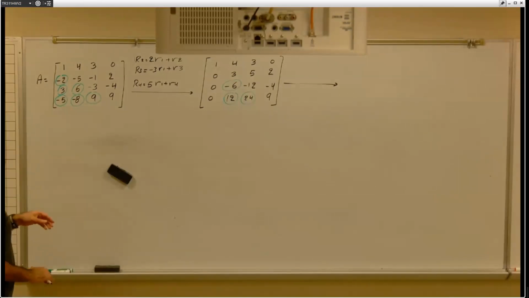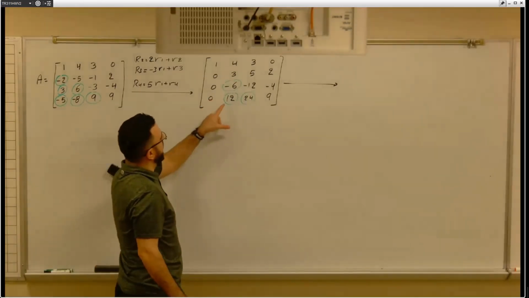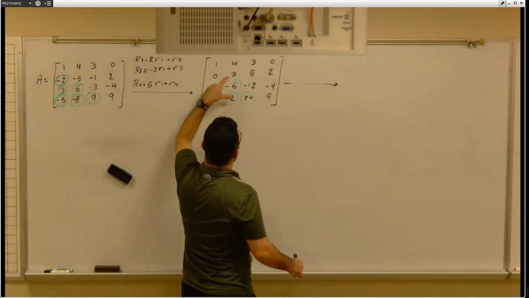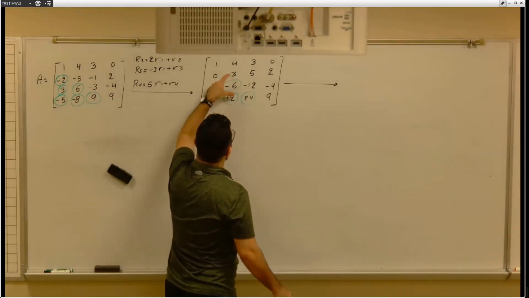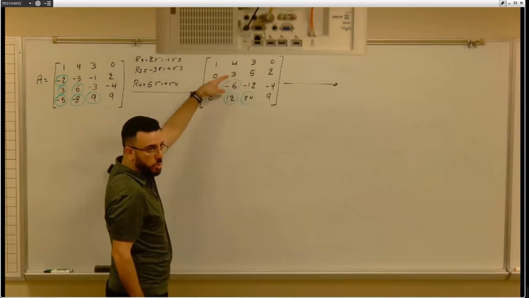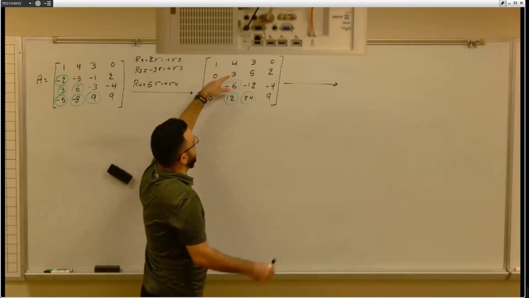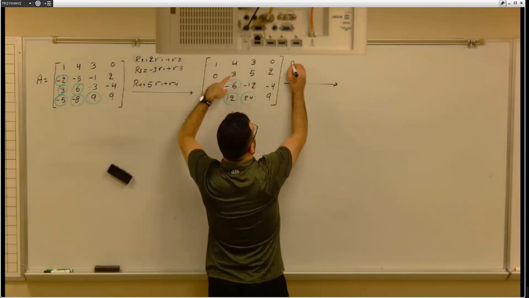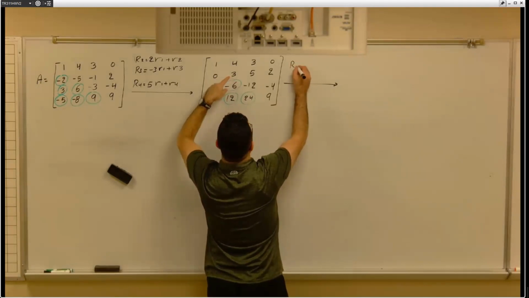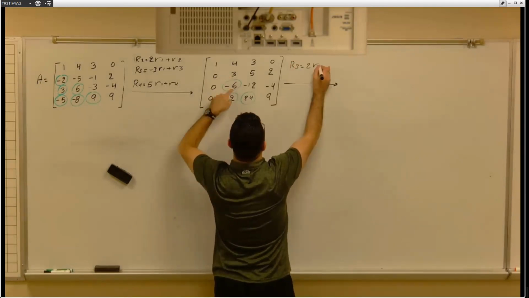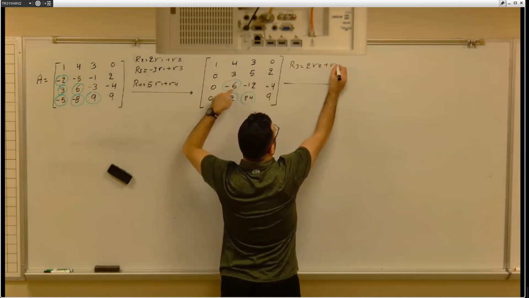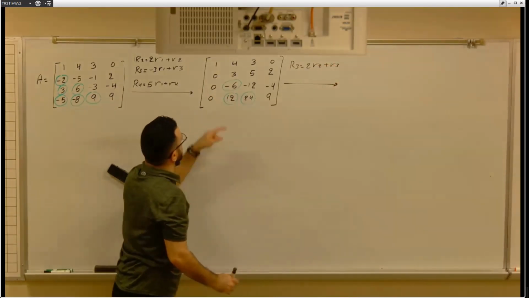Now, our goal is to convert -6 and 12. So I'm going to use the 3. 3 times 2 is going to be 6. That's an easy one. So I'm going to say R3 is going to be 2 times R2, and you're going to add R3. Because 2 times 3 is going to be 6, add -6 is going to be 0.